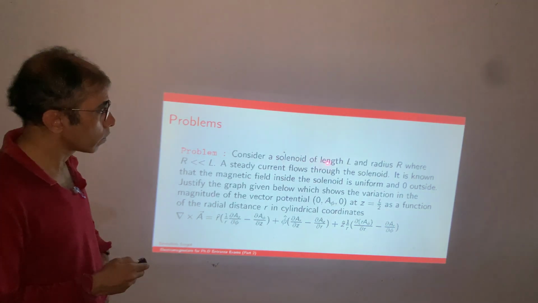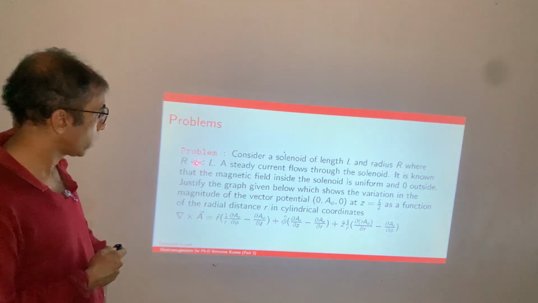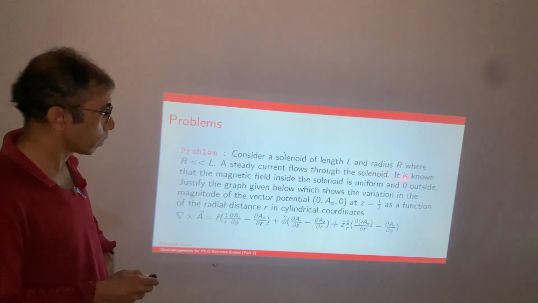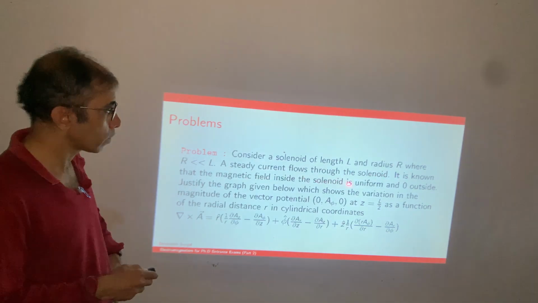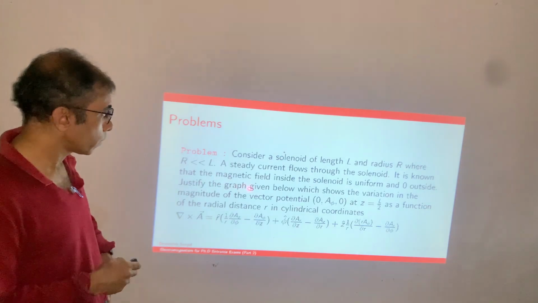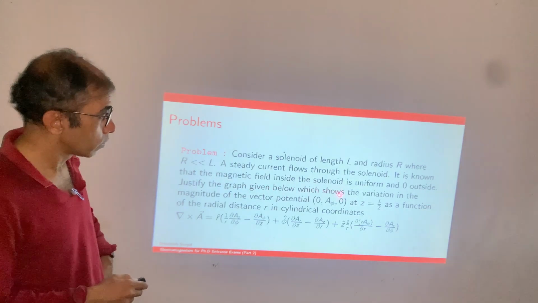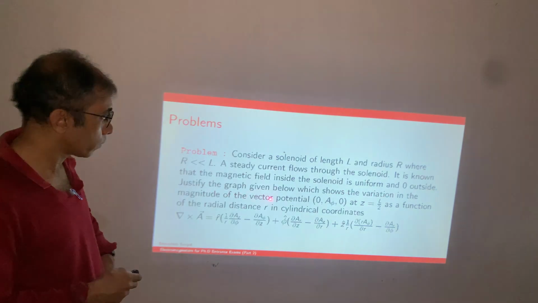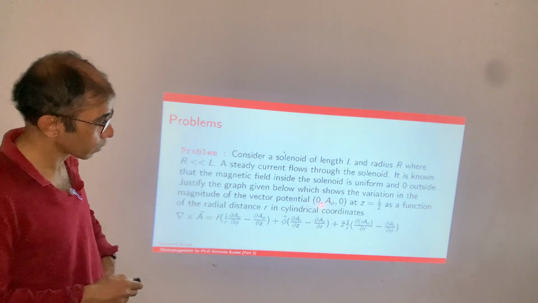So consider a solenoid of length L and radius R, where R is much less than L. A steady current flows through the solenoid. It is known that the magnetic field inside the solenoid is uniform and zero outside. Justify the graph given below, which shows the variation in the magnitude of the vector potential.